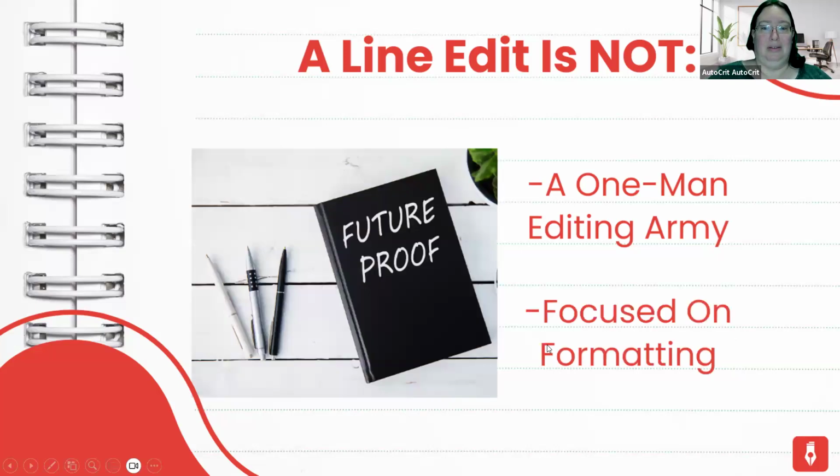The other thing to note is that your line edit is not focused on formatting. We're not ready to format yet. In the line edit phase, you're still going to be making major revisions. It's called a line edit because you're going through the book line by line. You're potentially changing entire paragraphs, layouts, splitting up long run-on paragraphs or long run-on sentences, and getting it ready for that final copy edit.